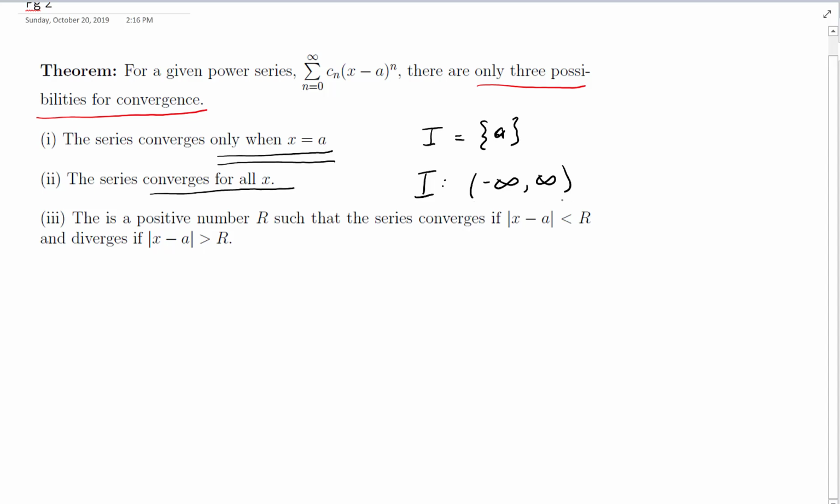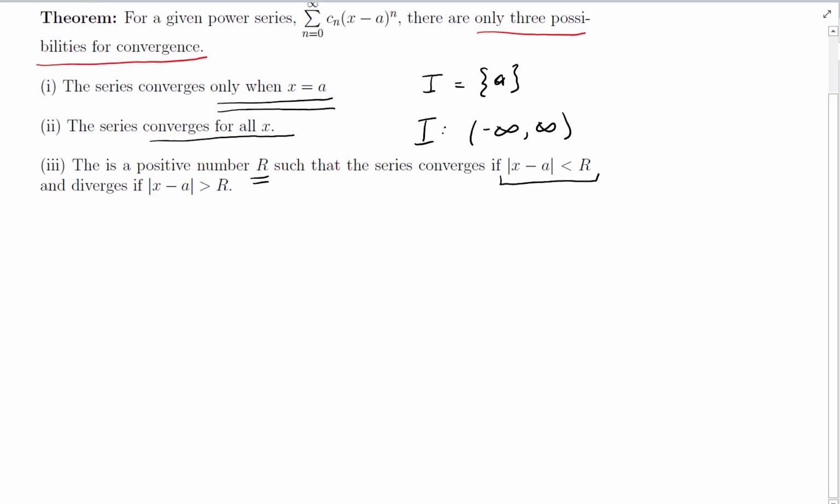So for part 1, when it converges only where it's centered, the interval is just the single item. For part 2, when it converges for all x values, then we have the interval from minus infinity to infinity. That is our interval of convergence. And the last case, which is the more interesting case, is there exists some positive number r such that the series will converge if the absolute value of x minus a is less than r, and diverge if that absolute value of x minus a is greater than r.